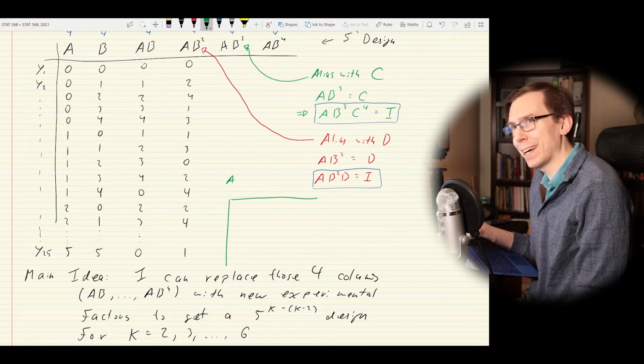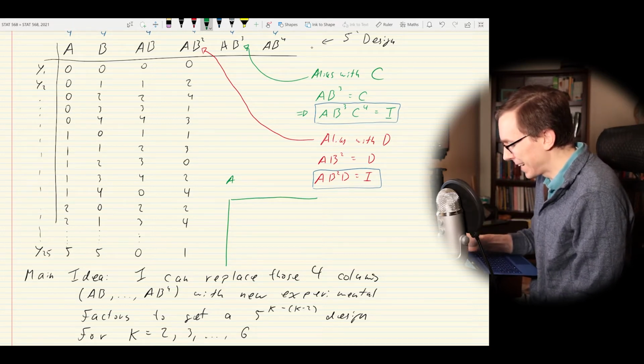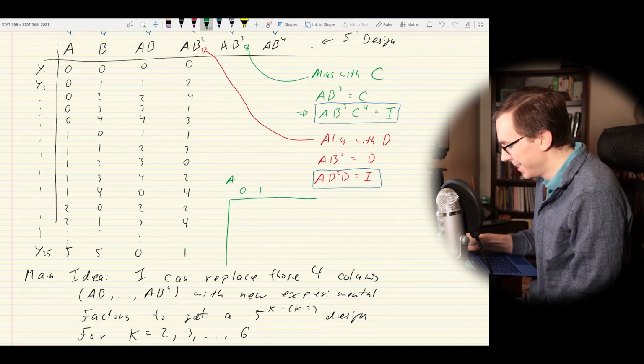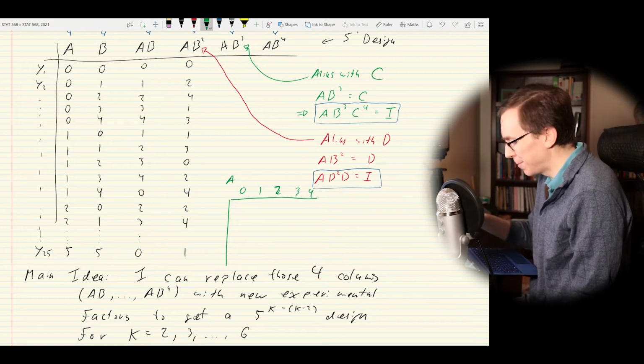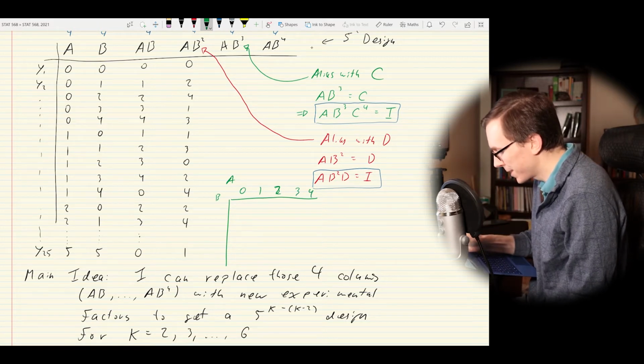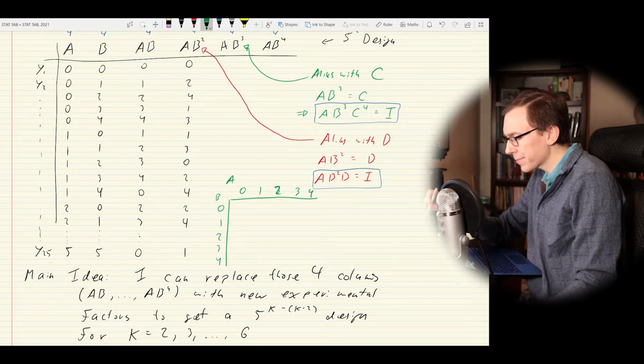Well, actually, why am I writing it out? I already did it, right? If I have A, and I guess I can include 0 now: 0, 1, 2, 3, 4. No, I did it for multiplication up above. What I want to do is do this for addition. 0, 1, 2, 3, 4.